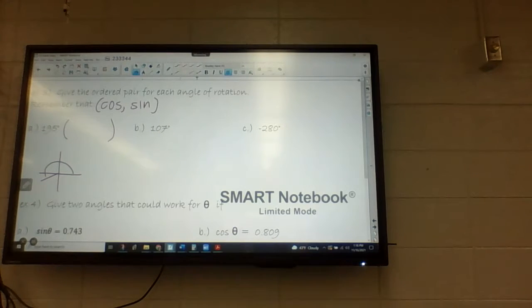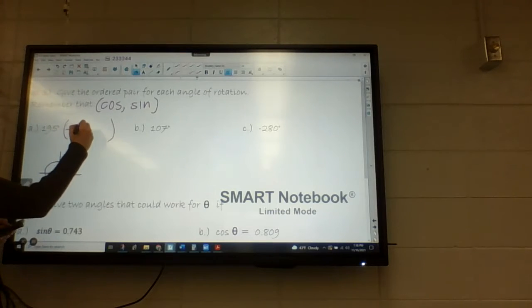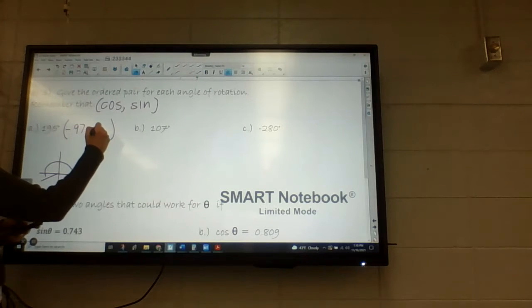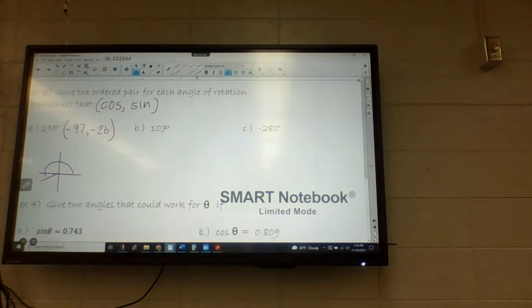So cosine of 195. Now, does it make sense it's negative? Yeah, because it's in the negative quadrant for cosine. So we're going to call this about negative 0.97, because that's what I got when I did cosine of 195. Then I'm going to do sine of 195. I anticipate this is also negative because we're in the negative quadrant for sine. So this is negative 0.26. And that's all we do with this one.